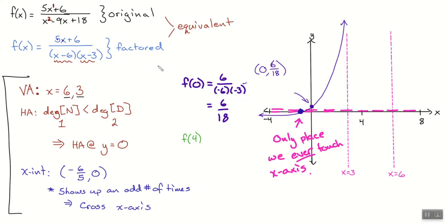Now, this time, I'm not going to actually get the number. I only care about the sign, because I just need to know above or below, happy parabola, sad parabola. So let's do it. F of 4. Don't care about the number. What's 5 times 4, plus 6? Is it a positive 26 or a negative? Positive. Let's do the denominator. If I plug in a 4, what's 4 minus 6? So that'd be a negative 2 times, what's 4 minus 3? Positive 1. Now this winds up being negative, because positive over a negative gives me negative.